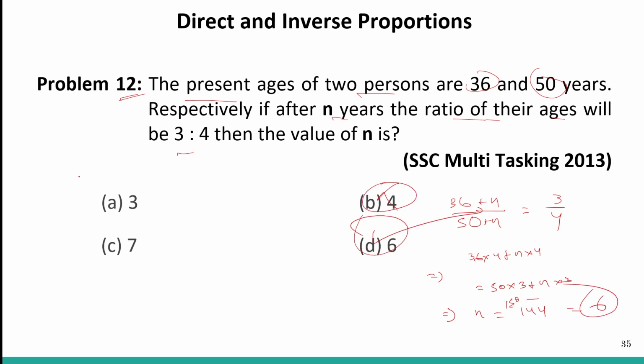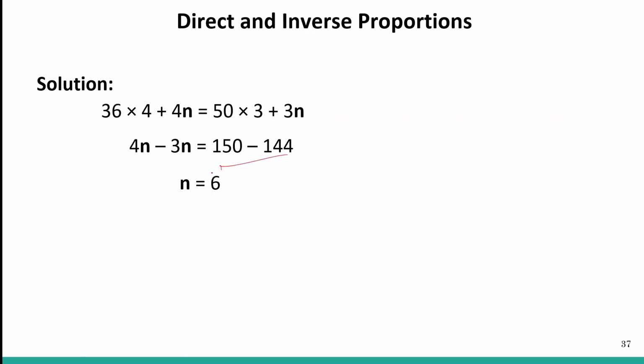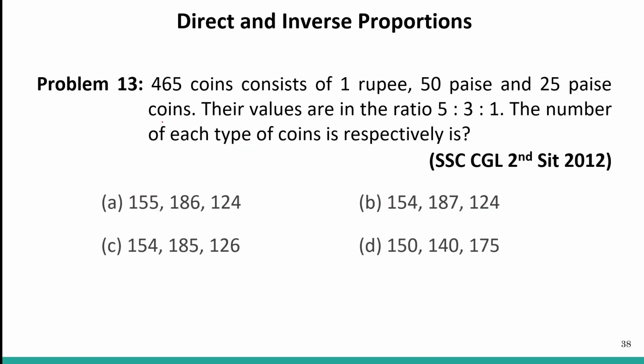So these are all wrong. Okay, so 150 minus 144 is equal to n, n is equal to 6. So this is the correct answer. So let's see problem number 13.